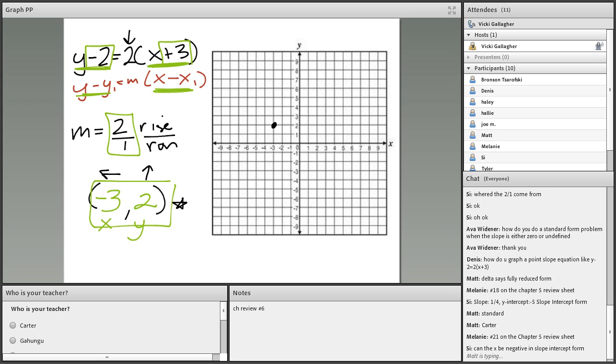From there, we count our slope. Our slope right here says to rise 2 boxes. So from my black dot, I'm going to count up 1, 2 boxes, and then run 1 box. So I'm going to count to the right 1 box. And so here's my next dot. The black dot was my starting point, and then the red dot is from doing my slope.